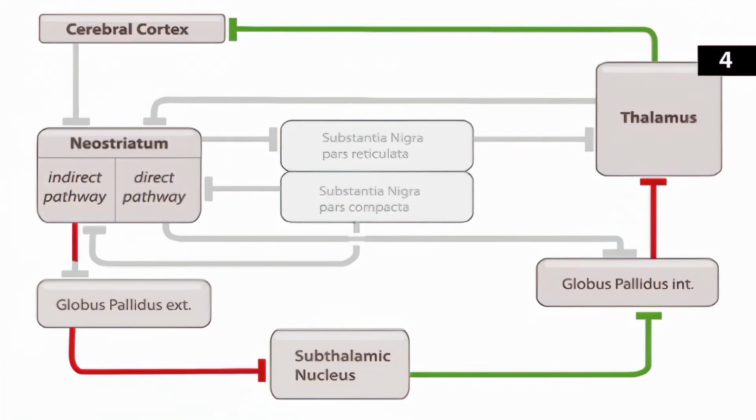Then, going one more step backward up this indirect pathway, the neostriatum sends an inhibitory signal to the globus pallidus externa. So this is disinhibitory. It's like a double negative. If you inhibit the inhibitor of an inhibitor, the overall result is inhibition.